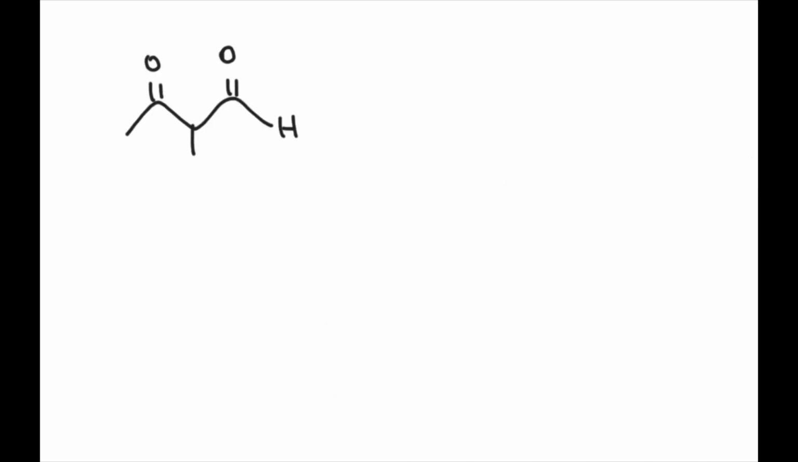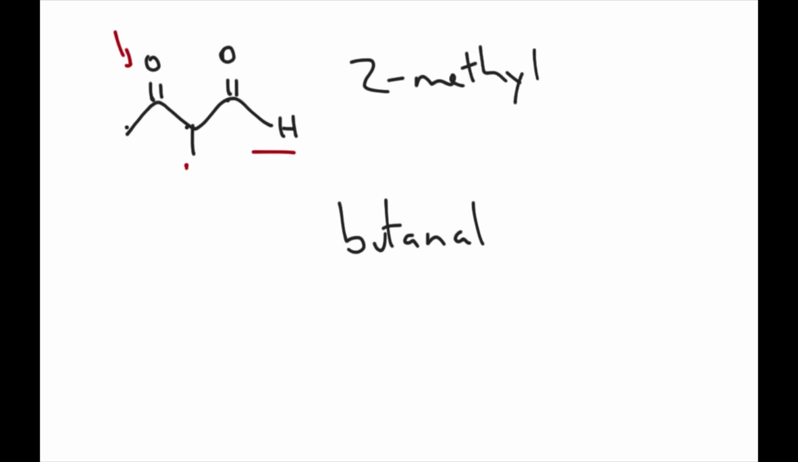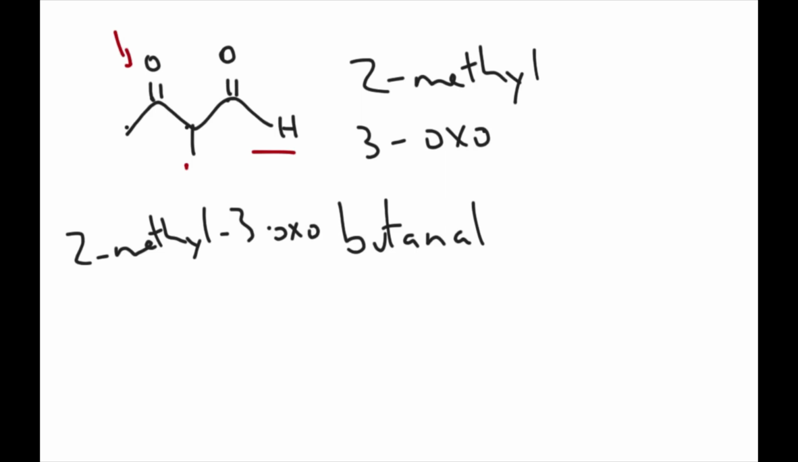If we try some examples, we have an aldehyde on the one end, we have a ketone here, and we have a methyl group here as well. The base chain name, 1, 2, 3, 4, is a butane. So I'm looking for a butanal. In the 2 position, I have a methyl. And in the 3 position, I have an oxo. When we go in alphabetical order, the O comes after the M. So it's a 2-methyl, 3-oxo butanal.